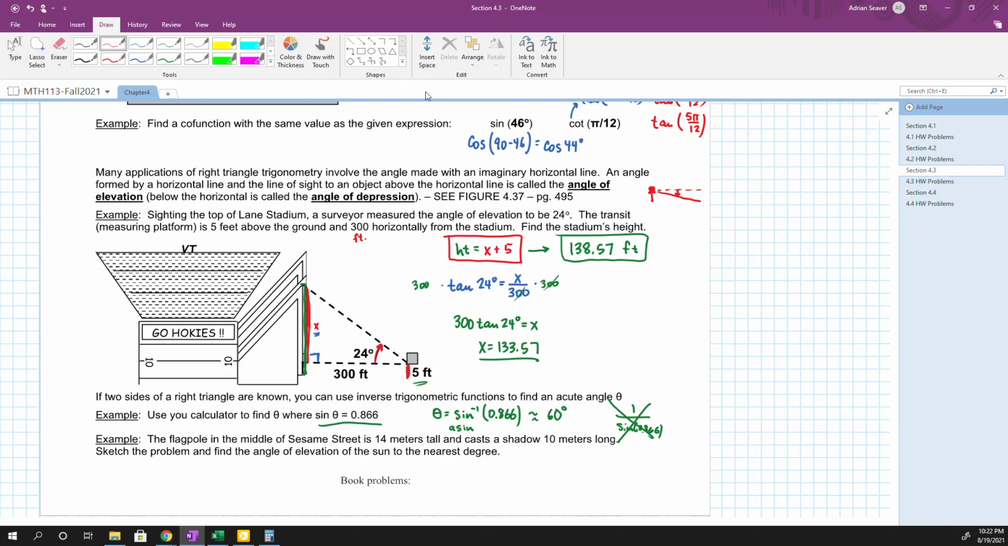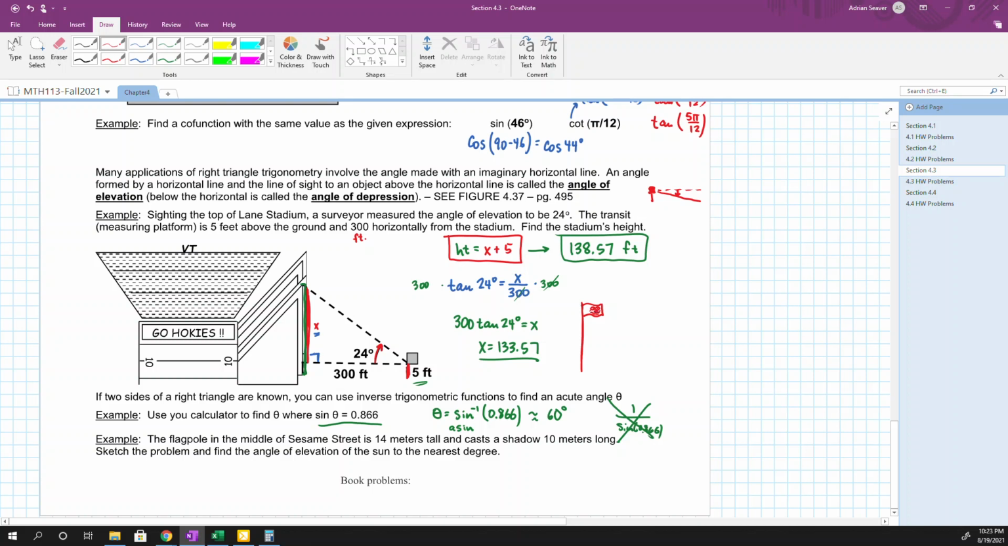The last one I'm going to let you do. It says the flagpole in the middle of Sesame Street. So I'll even sketch it out for you. I have a flagpole, and it gives you a height. I'll even draw a nice little flag here. I don't know who's on there. We'll say we've got a nice picture of Elmo on here, right? So there's his nose. He's got a mouth. We'll pretend. So there's our flagpole.